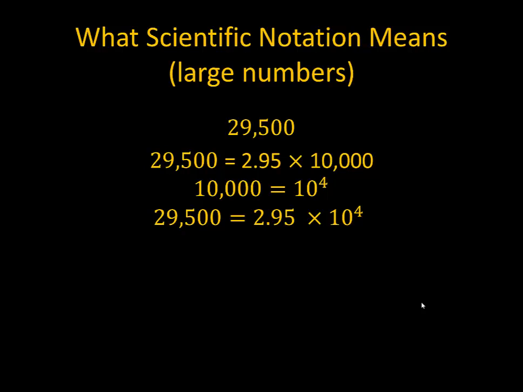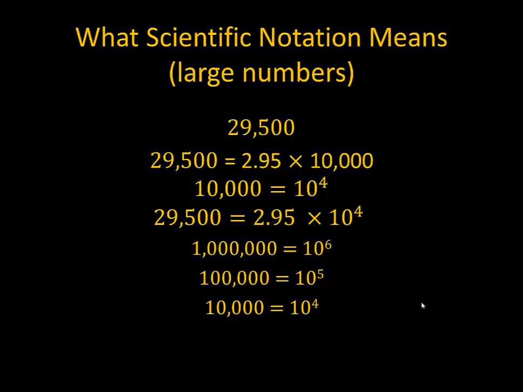By the way, just for a quick review, here are some powers of 10. 1 million happens to be 10 to the 6th. 100,000 is 10 to the 5th. 10,000 is 10 to the 4th. 1,000 is 10 to the 3rd, and 100 is 10 to the 2nd.